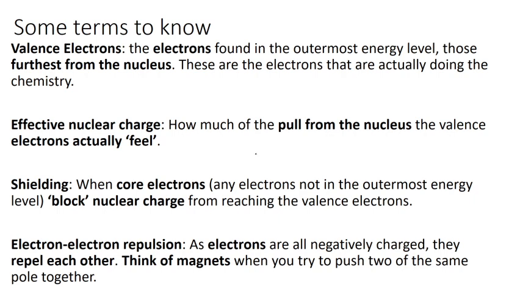electron-electron repulsion, right? This is just talking about how electrons are all negative, and so they repel each other, right? Just like two same poles on magnets, when you try and push them together, they're going to repel each other. That's what we're talking about here.